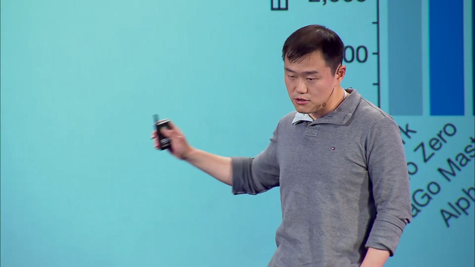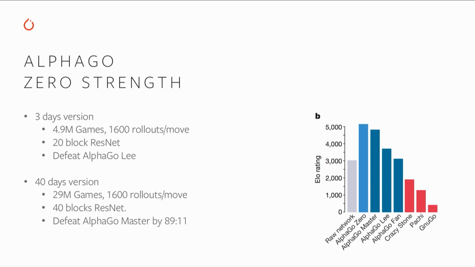So the method itself, although very simple, is super powerful. It basically beat the original AlphaGo Lee within 2-3 days, using like 4.9 million games as well as a 20 block ResNet. Okay, so this is very, very impressive. And also they have a 40 days version that is even stronger.